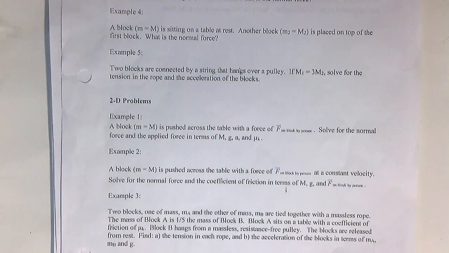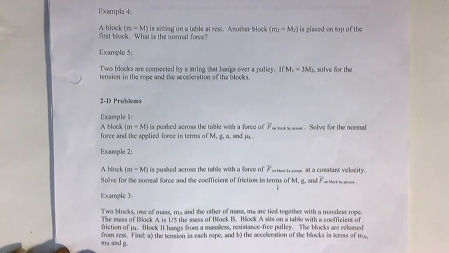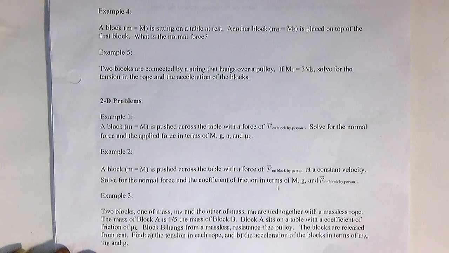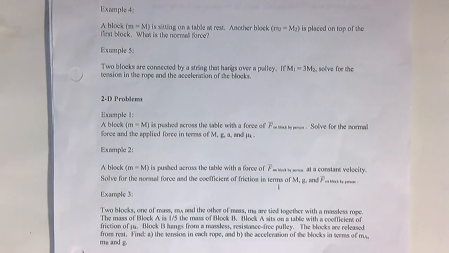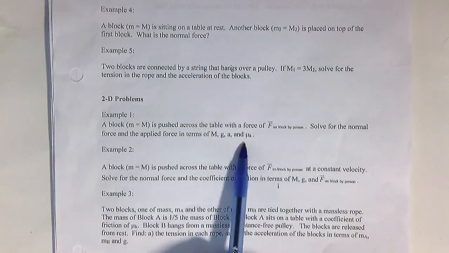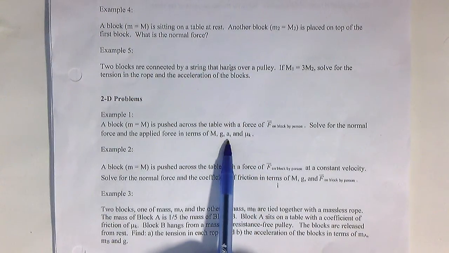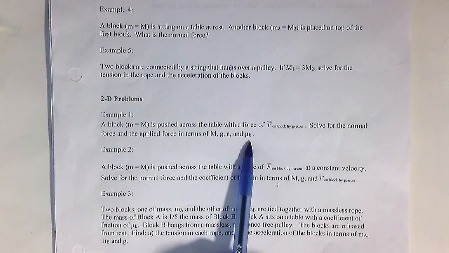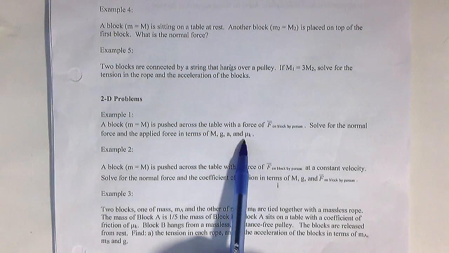We have a block that has a mass of capital M. It's being pushed across the table with a force on block by person. We're going to solve for the normal force and the applied force in terms of the mass, the acceleration due to gravity, the acceleration of the block, and the coefficient of friction. They didn't explicitly tell us whether we're in equilibrium or not, and they didn't tell us whether there was friction or not. But notice what they're asking us to solve for. Here's A, the acceleration, so that tells me I'm going to be accelerating. And here's mu sub k, which tells me I have friction. This is your kinetic frictional force coefficient.